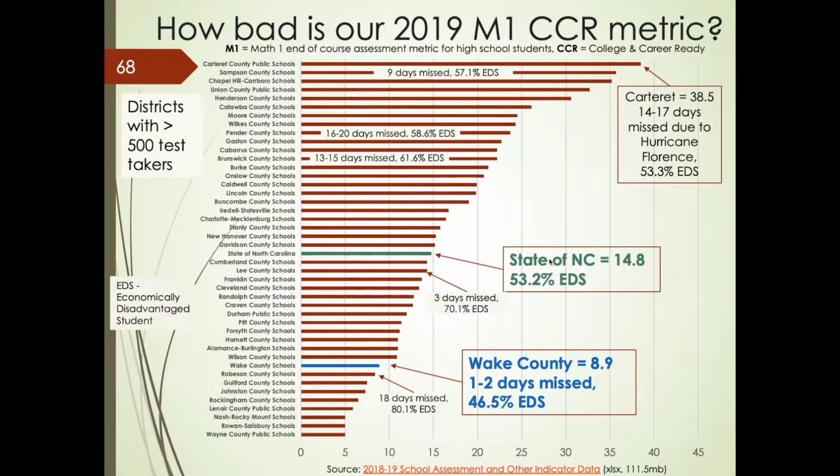This is a similar situation, but I would argue it's even worse, because here's our CCR at 8.9. Look at Carteret, the highest one out of this list. Again, 38.5 is not that great either, but if we're all using the excuse of the test was harder this year, their number was 4 times what ours was.